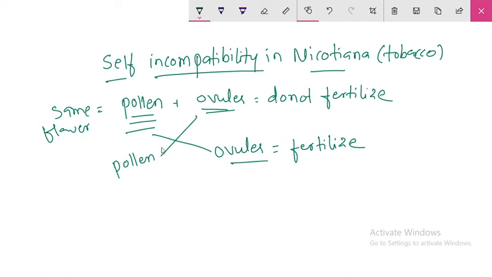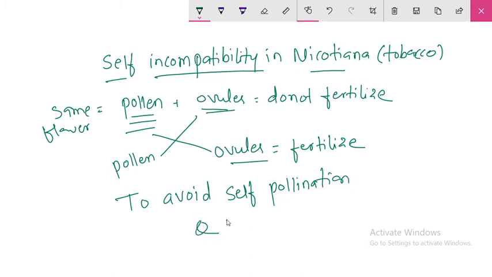So this self incompatibility is developed in the plant to avoid self pollination and to promote cross pollination.